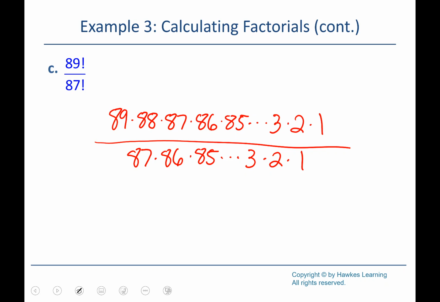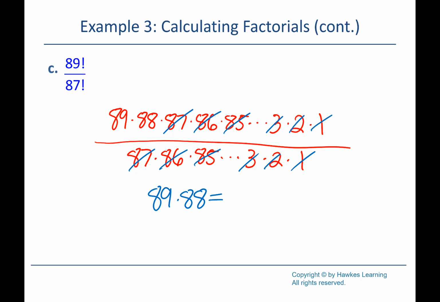Cancels. All these are multiplied together so we can cancel. So what cancels? Almost everything. 1 over 1 cancels, 2 over 2 cancels, 3 over 3 cancels. All this stuff in the middle that I don't have written down would cancel out. 85 over 85 cancels, 86 over 86 cancels, 87 over 87 cancels. So all we're left with is 89 times 88. That's not too bad. That's 7,832.